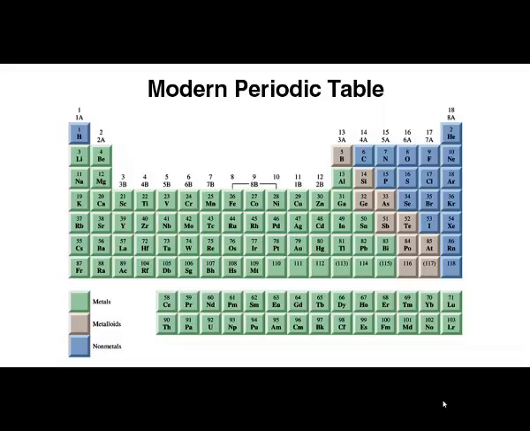Now the color coding can also change. This specific version will be a little different than the version I'm going to show you in a few minutes, but here we have our metals in green, our nonmetals in blue, and our metalloids, also known as semimetals, in kind of a grayish color.